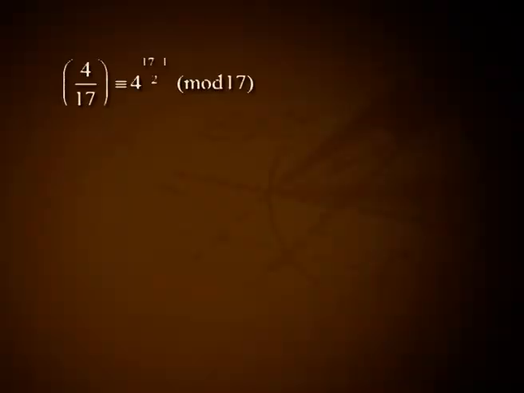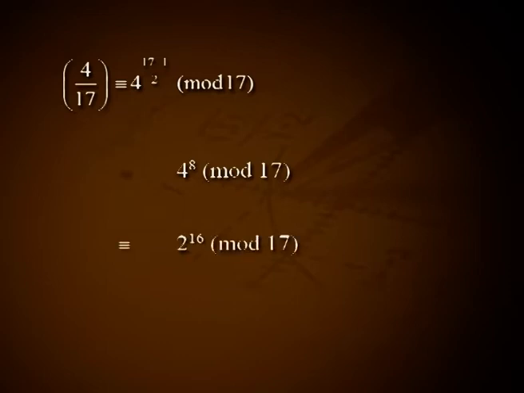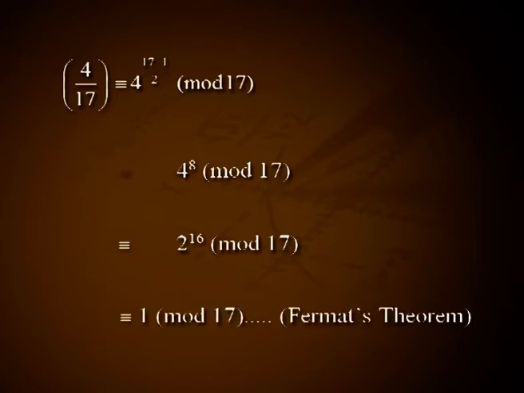By direct computation using Euler's criterion, (4/17) is congruent to 4 raised to (17-1)/2 mod 17, which is congruent to 4 raised to 8 mod 17, which is congruent to 2 raised to 16 mod 17, which is congruent to 1 mod 17, by Fermat's theorem.